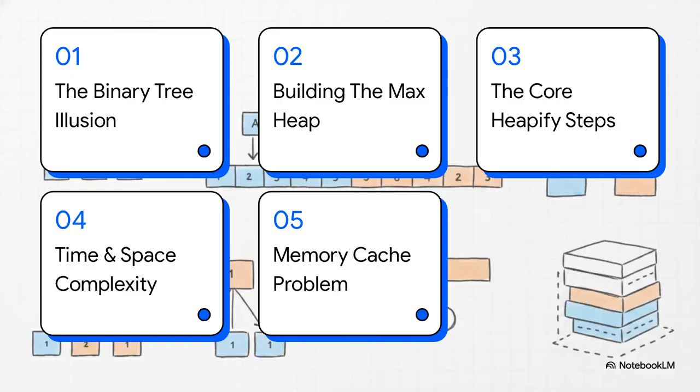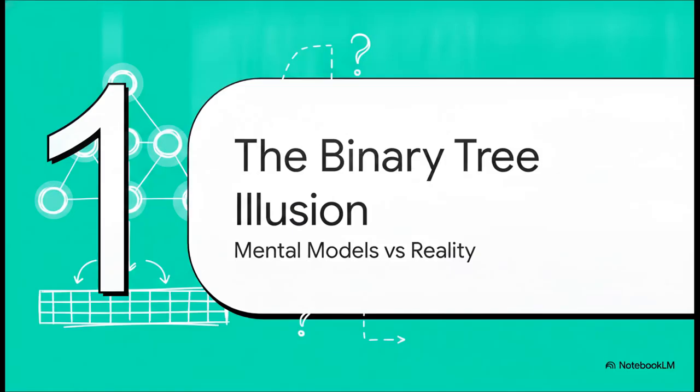Here's our roadmap for this explainer. We're going to start by breaking down that binary tree illusion. Then we'll see how to build a max heap, hyper-focus on those core heapify memory steps, check out the time and space complexity, and finally, we'll hit the memory cache problem. Right, so let's jump straight into part one, shattering that binary tree illusion.